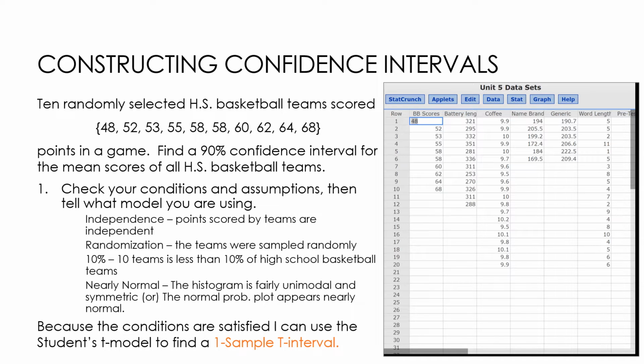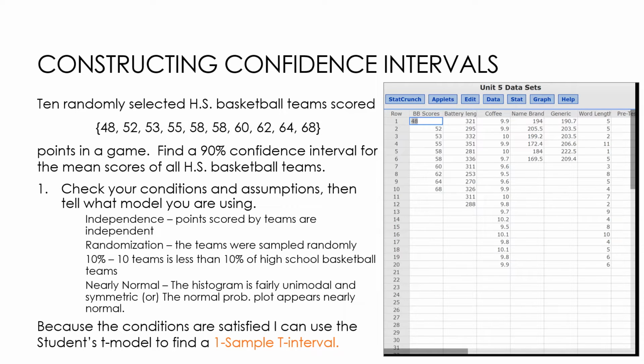And the first example says 10 randomly selected high school basketball teams scored, and then it gives me a list of 10 scores. Points in a game. Find a 90% confidence interval for the mean score of all high school basketball teams. Check your conditions and assumptions, then tell the model that you're using.